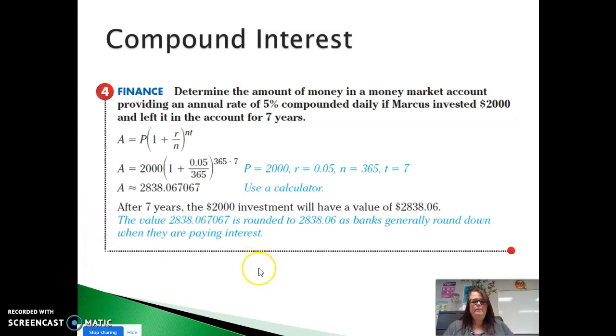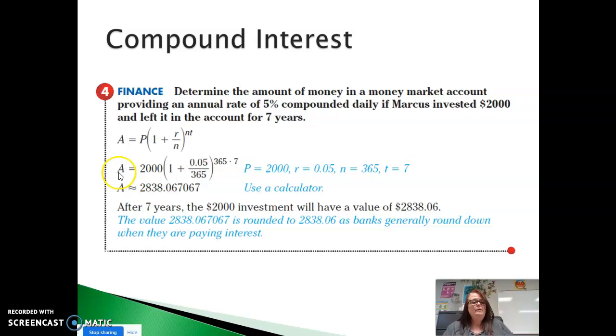So this is an example from the book. So they said determine the amount of money in a money market account, providing an annual rate of 5%. So that's 0.05 as a decimal, compounded daily. So then the question is, how many times a year is that? And so that's 365 times a year. If Marcus invests $2,000, so that's my principal, and he left it in the account for 7 years. So again, the principal was 2,000. The rate as a decimal is 0.05. The number of times per year that it's compounded is 365, and the time in years is 7.